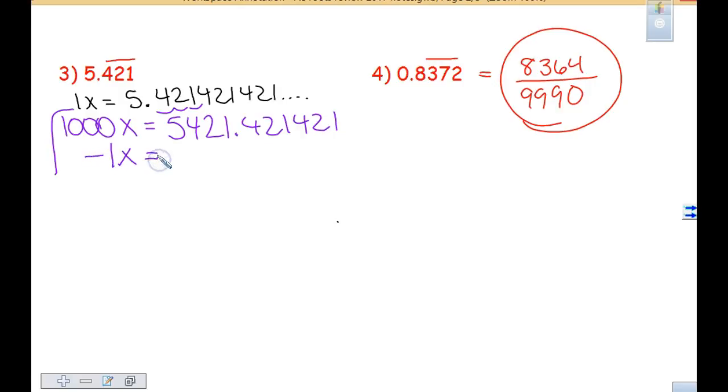And Kyle, what was 1x equal to? And this is where lining up that decimal point is crucial, that you line up that decimal point. And 5.421421. And now, look how nice it works.